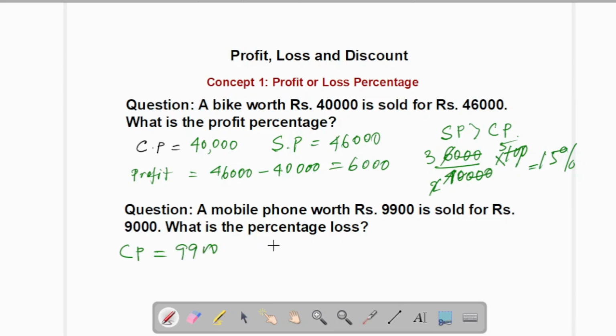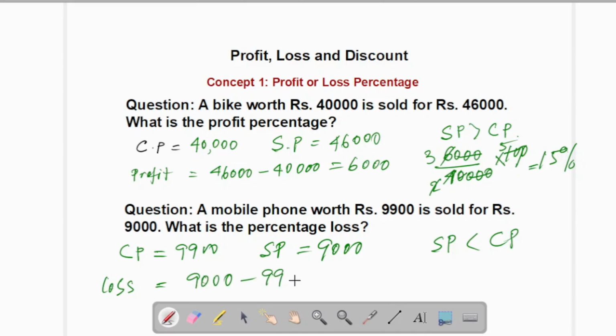9,900. And what is the selling price of the mobile? Is 9,000. So since the selling price is less than the cost price, definitely there is a loss. Now how much loss is this? So let's calculate the loss first. Loss is equal to 9,000 minus 9,900, which is equal to 900.